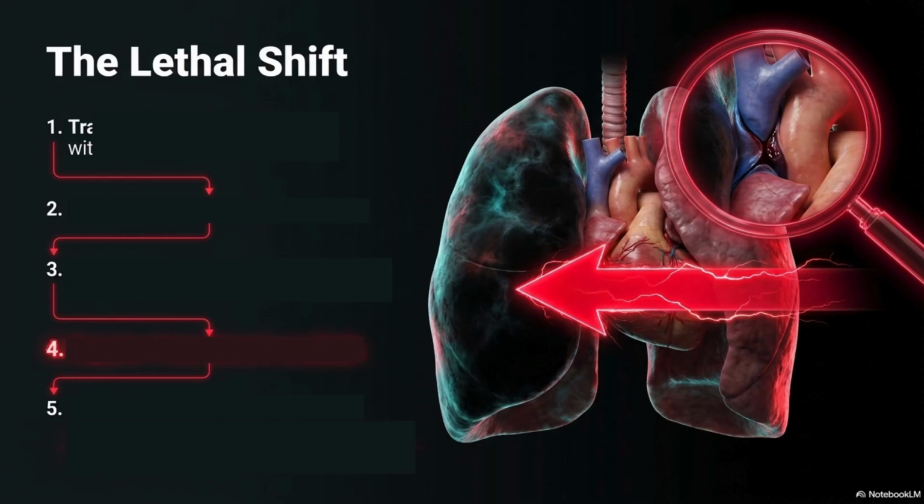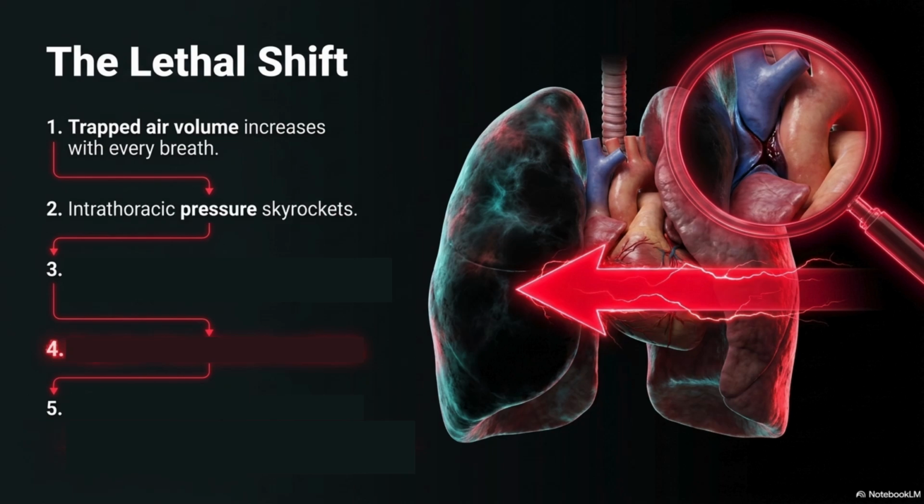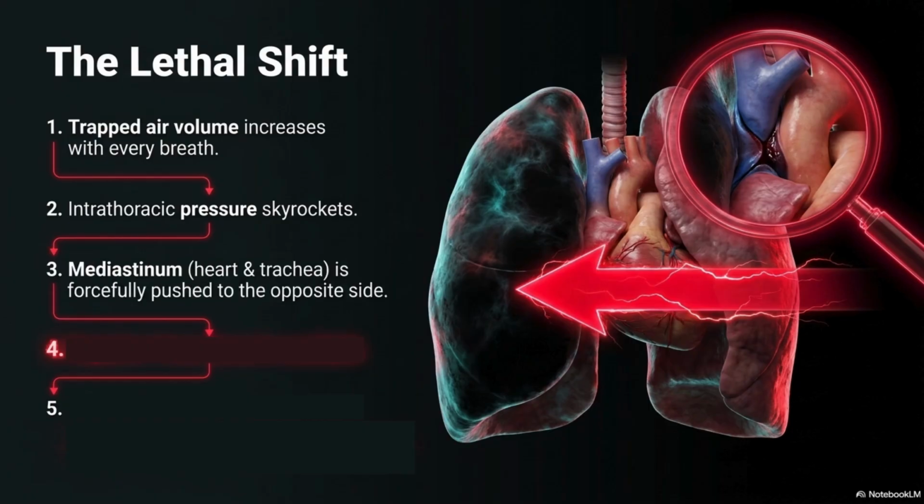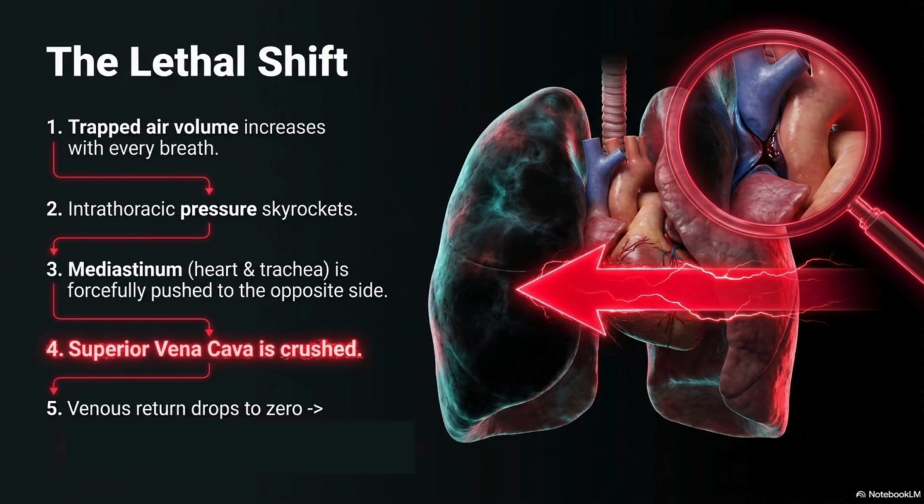Step 1. The trapped air volume relentlessly increases with every single breath. Step 2. The intrathoracic pressure skyrockets. Step 3. The mediastinum, including the heart and trachea, is forcefully pushed to the opposite side of the chest. Step 4. That massive pressure physically crushes the superior vena cava. And step 5. Venous blood return to the heart drops to absolute zero, resulting in instantaneous cardiac arrest.